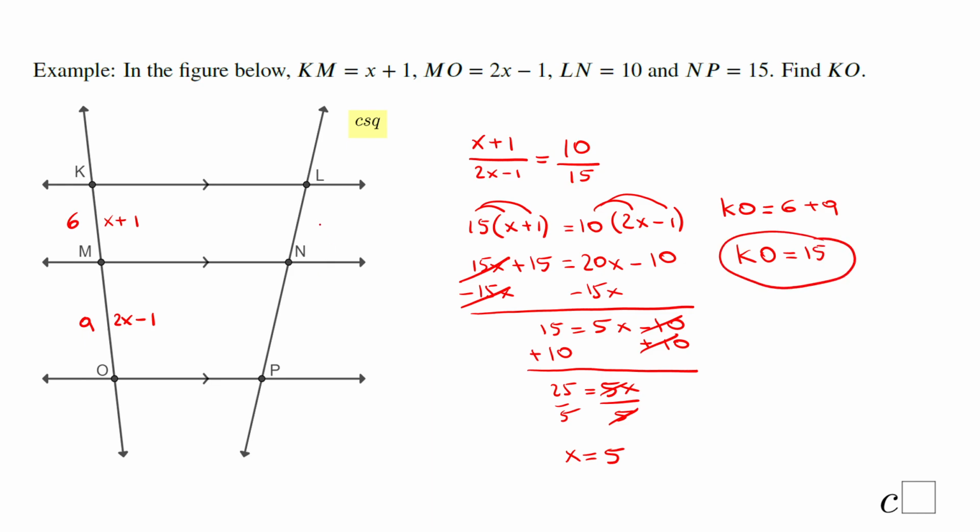Of course, like I said in the previous problem, you can put the numbers here. This LN is 10 and this NP is 15. You can see it does make sense, the number we have for this problem.